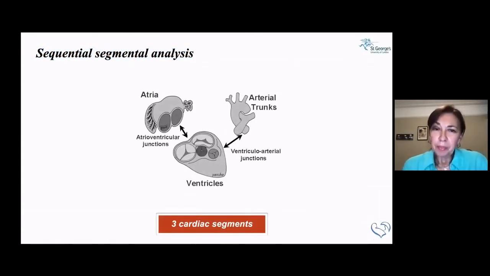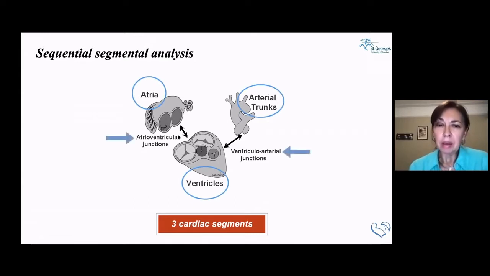So briefly, when we try to analyze particularly complex abnormalities, it is important that we think about the heart as 3 cardiac segments: the atria, the ventricles, and the arterial trunks. These are connected by 2 junctions: the atrioventricular junction between the atria and the ventricles, and the ventricular arterial junction. And if we can put those pieces of the puzzle together, we are a long way towards making a correct diagnosis.